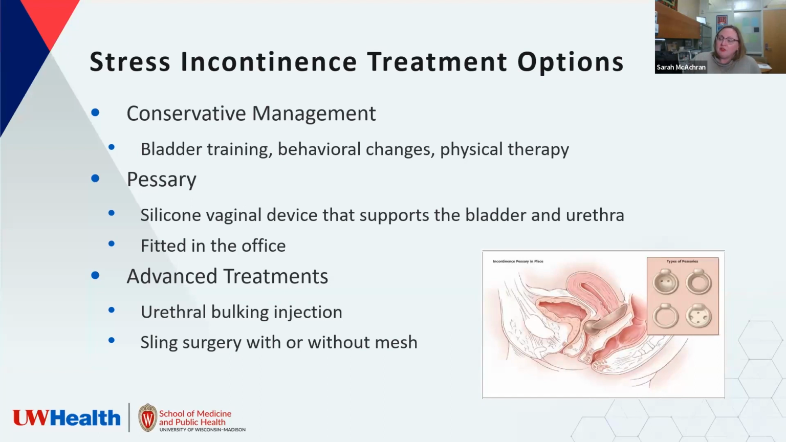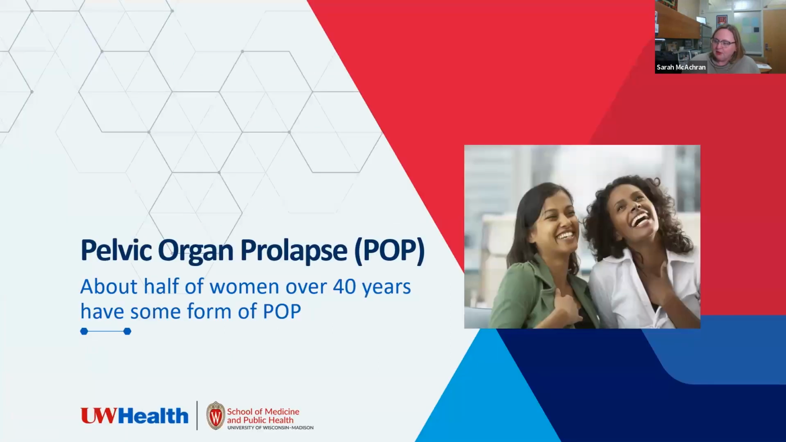Some of the more advanced treatments include injecting substances into the wall of the urethra so that the tube the urine comes out of gets more narrow and that wall gets more thick. Or the sling surgery that you've heard about is another option, and those can be done both with mesh and without mesh. And now we move on to Dr. Pennycuff, I believe, and pelvic organ prolapse.